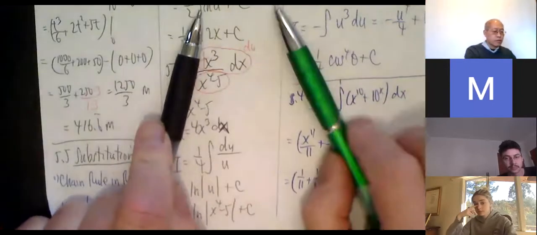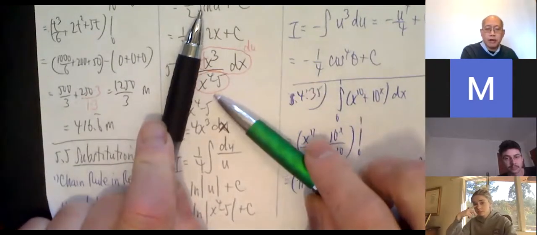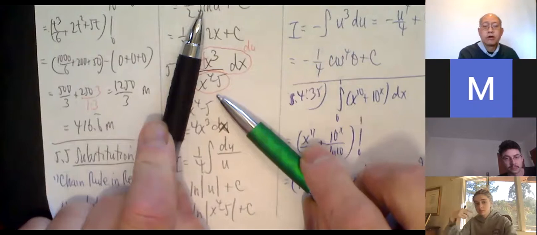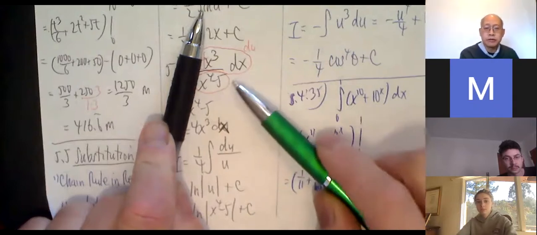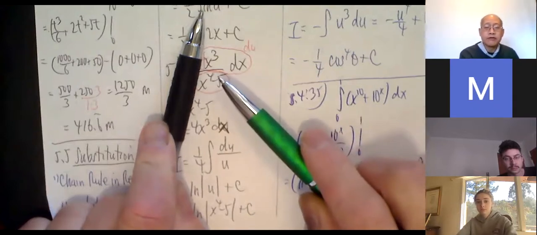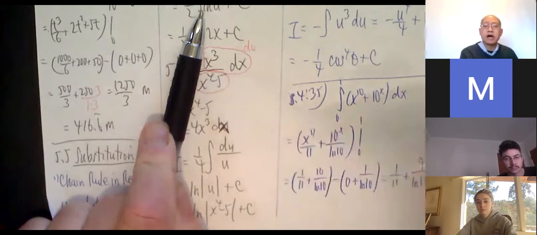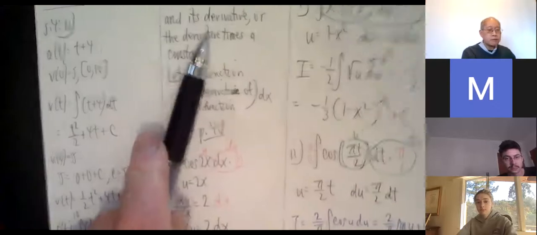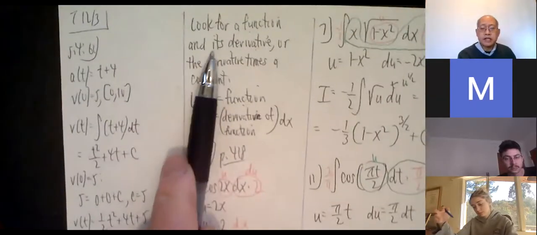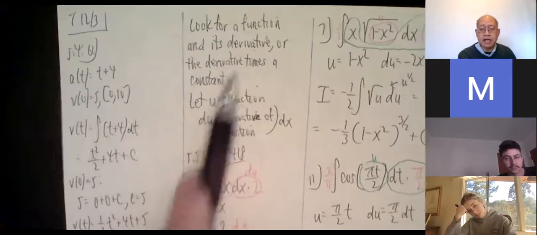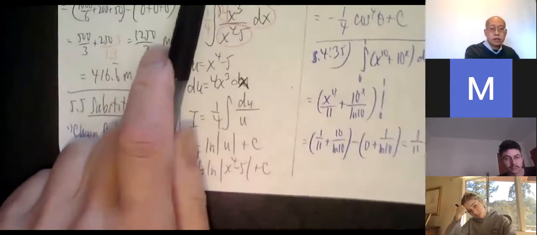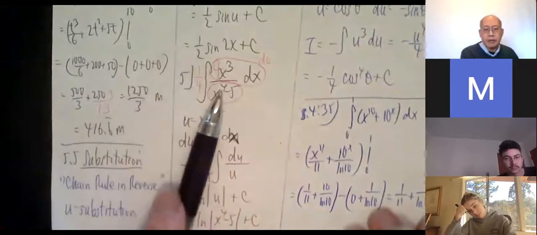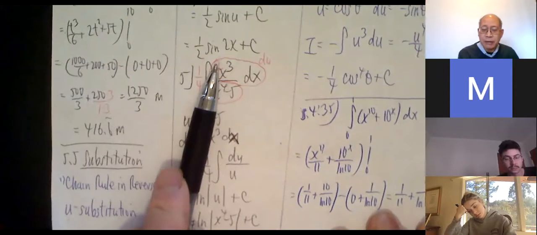Do you see a function and its derivative? Well, what's the derivative of x to the 4th minus 5? 4x cubed. I don't have 4x cubed. I do have an x cubed. That's going to be good. If you don't quite see the derivative, but it's a derivative times a constant, you're going to be good. Essentially, the derivative of the bottom is the top, except I have to put a constant in. But that doesn't bother me.